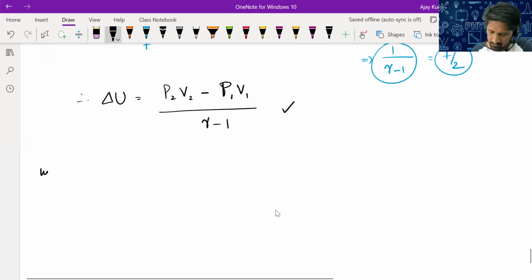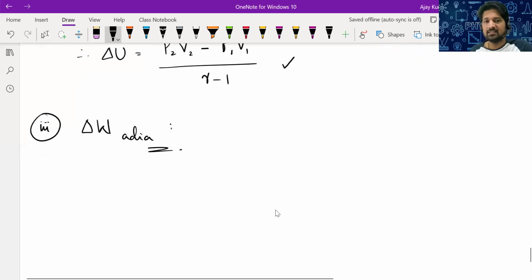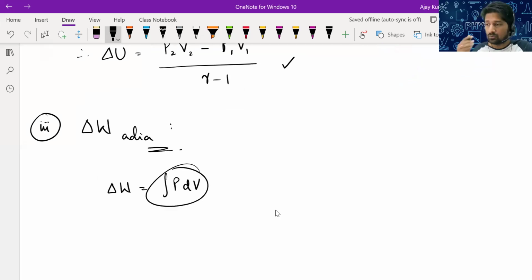Next, work done in an adiabatic process. See, the fundamental formula for work done is integral P dV, but that way it will be difficult to proceed in an adiabatic process. Why? To do this, you need to know the equation relating pressure and volume, which we don't know. We only know PV power gamma is constant. We don't know what that constant is. And substituting that in place of pressure here, integrating and all is complicated.